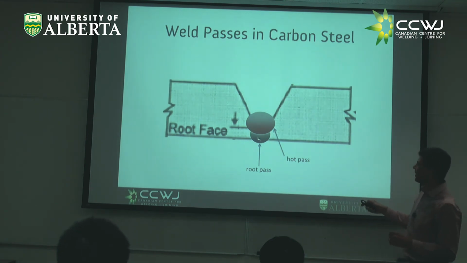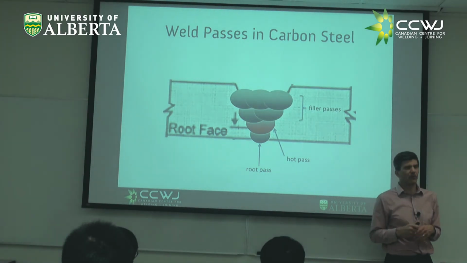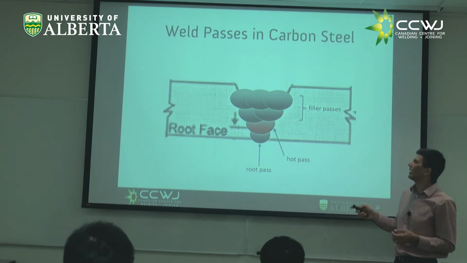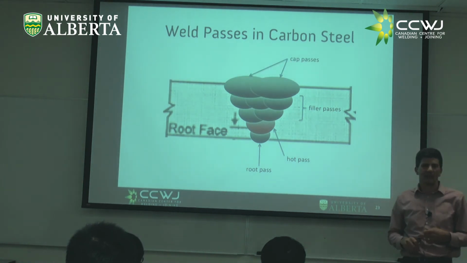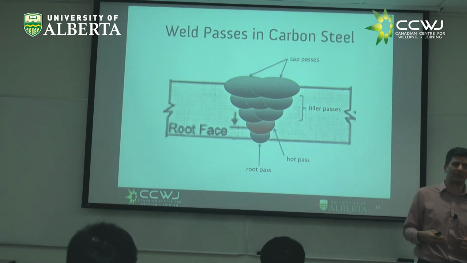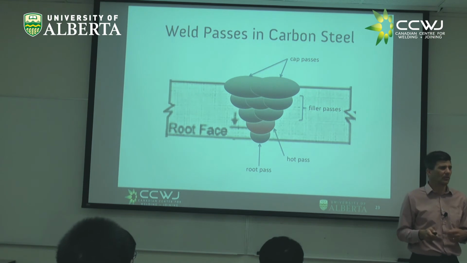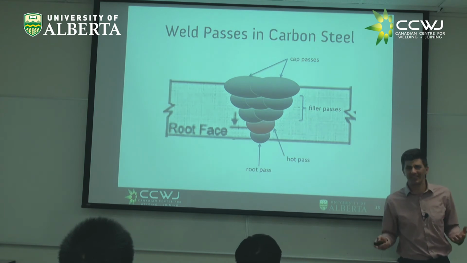And then after you did your root pass that has lots of hydrogen and the hot pass that drives the hydrogen away, you do what is called filler passes. Can be few or can be many. And when you finish a weld, you have the cap passes. For a welder, cap passes are everything, because that's what you see in visual inspection. So doesn't matter what you do, the cap pass is going to look good, right? Because that's what everybody sees.